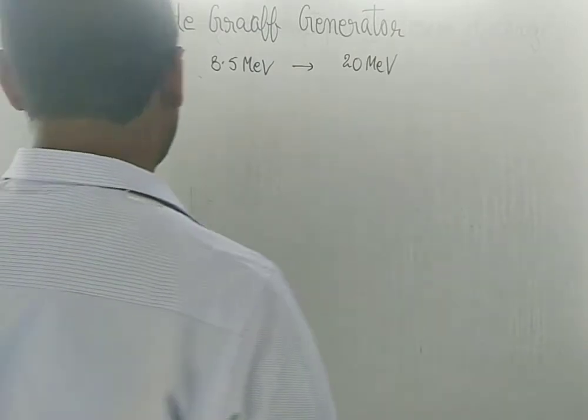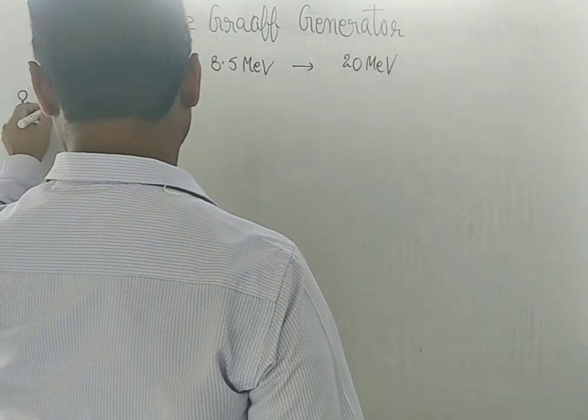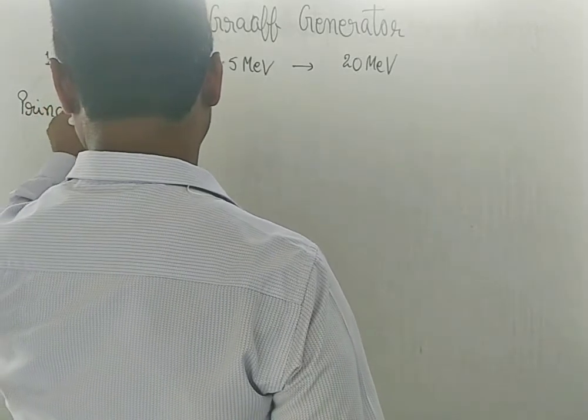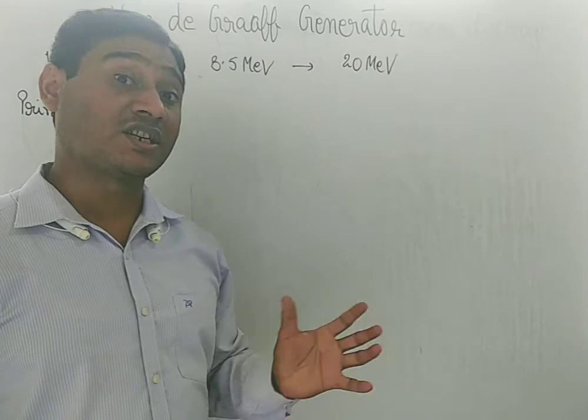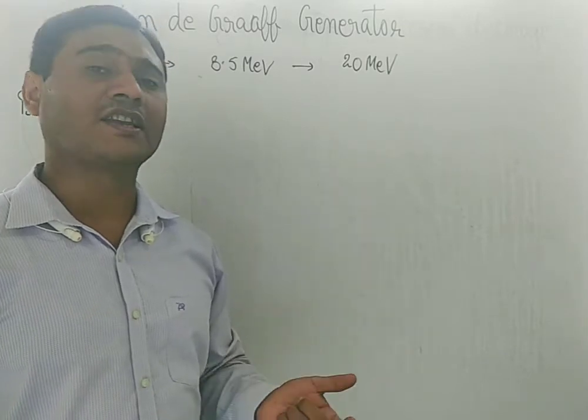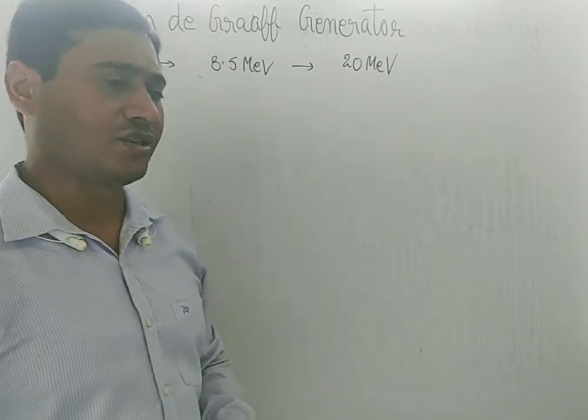So now let's see about the principle. Van de Graaff generator basically works on the discharging action of points and collecting action of spherical conductor.